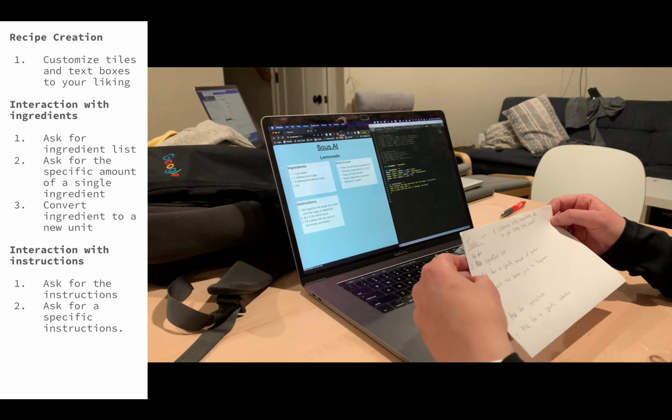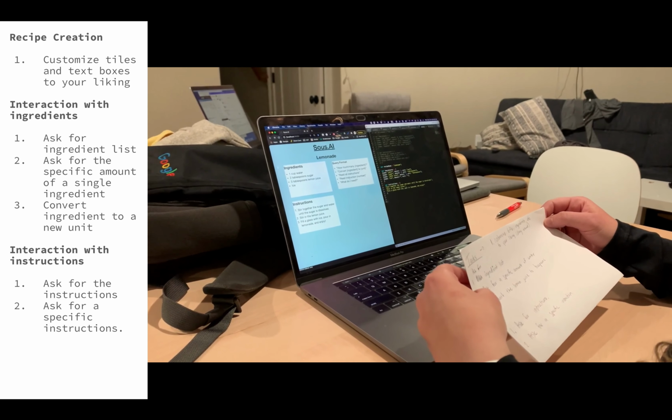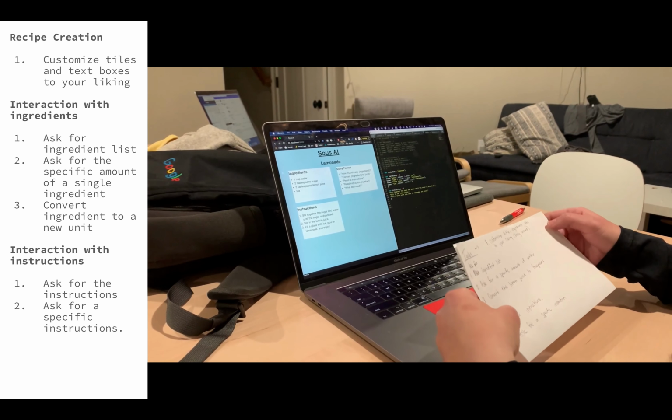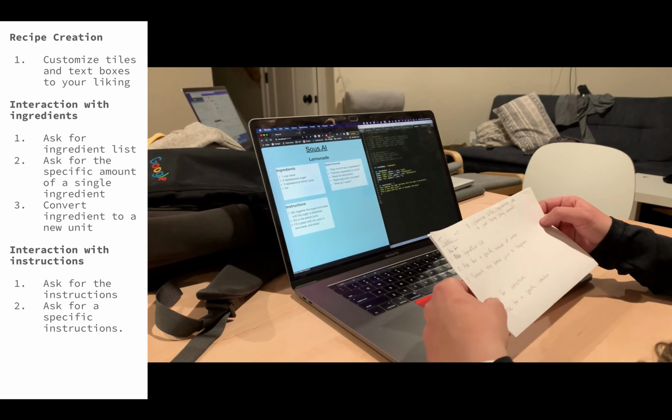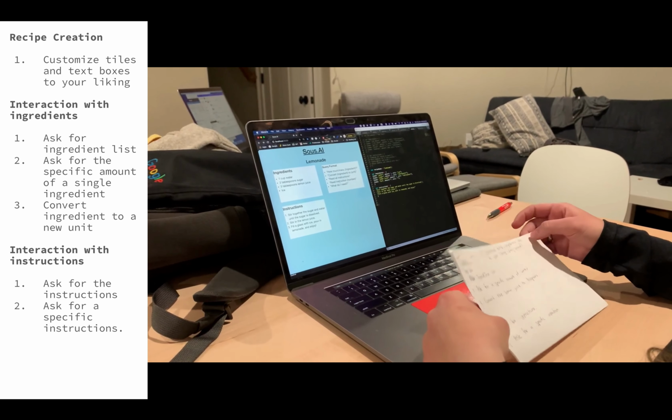How much water? 1 cup. Convert lemon juice to teaspoons. 3 tablespoons is equal to 9 teaspoons. Read all instructions. Step 1.